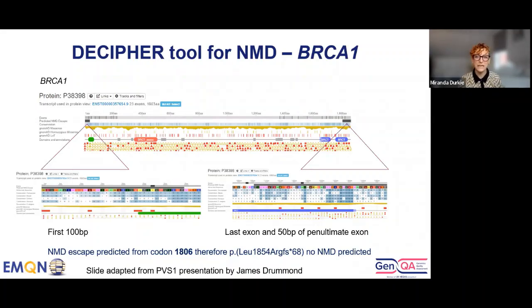I've just zoomed in on each of those areas, and it's a bit small, but you can see that there is this predicted NMD escape tract on Decipher, and you can see from that for BRCA1, NMD escape is predicted from codon 1806. Therefore, our variant from run 6, which has a frame shift starting at 1854 and then a very long tail until you get a stop, would have no nonsense mediated decay predicted.